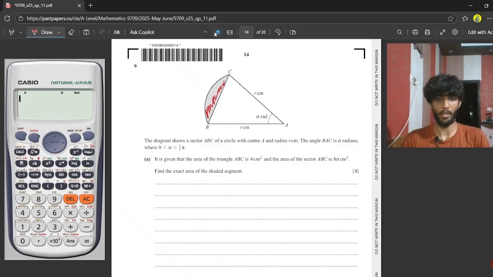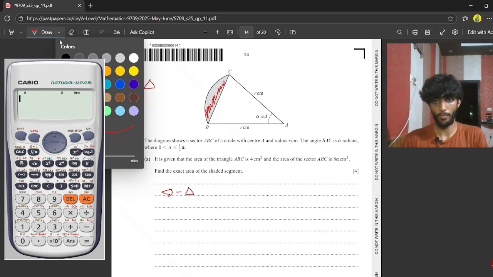And we can find this area if we subtract the area of the sector minus the area of the triangle. So this thing would be the sector, right? And this thing would be the triangle. If we minus these two areas, we can get that shaded region. So what we can say is the area of the sector minus the area of the triangle.